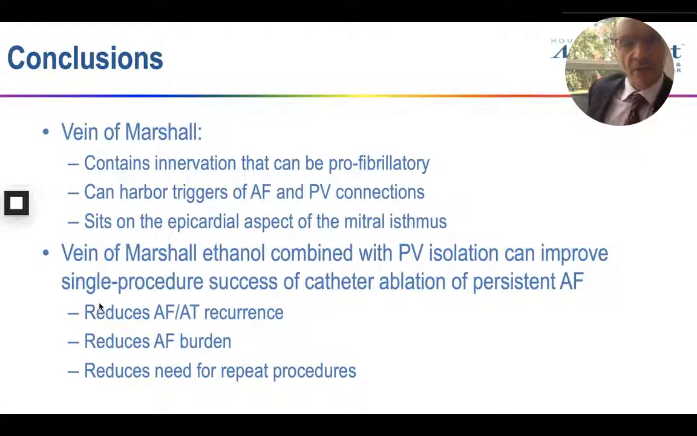In conclusion, the VOM contains innervation that can be profibrillatory, can harbor triggers of atrial fibrillation and PV reconnections, and it sits on the epicardial aspect of the mitral isthmus. VOM ethanol combined with pulmonary vein isolation can improve single procedure success of catheter ablation of persistent atrial fibrillation, reducing atrial fibrillation and atrial tachycardia recurrence, reducing burden of atrial fibrillation, and reducing the need for repeat procedures. Thank you very much.